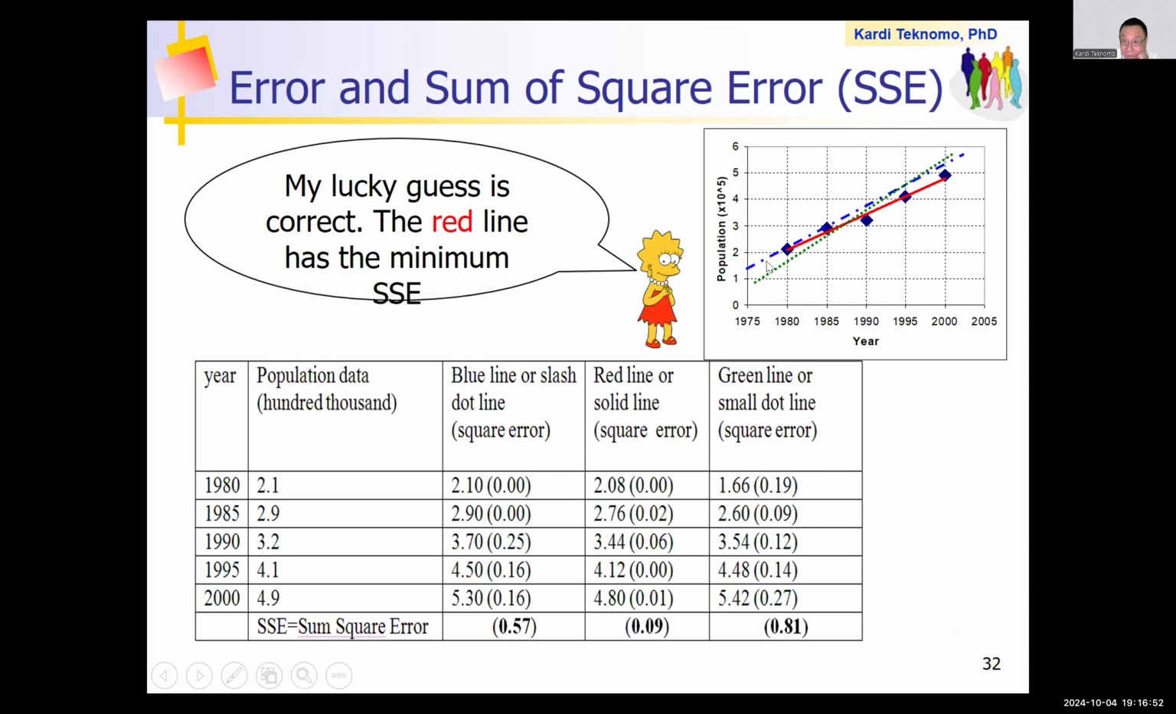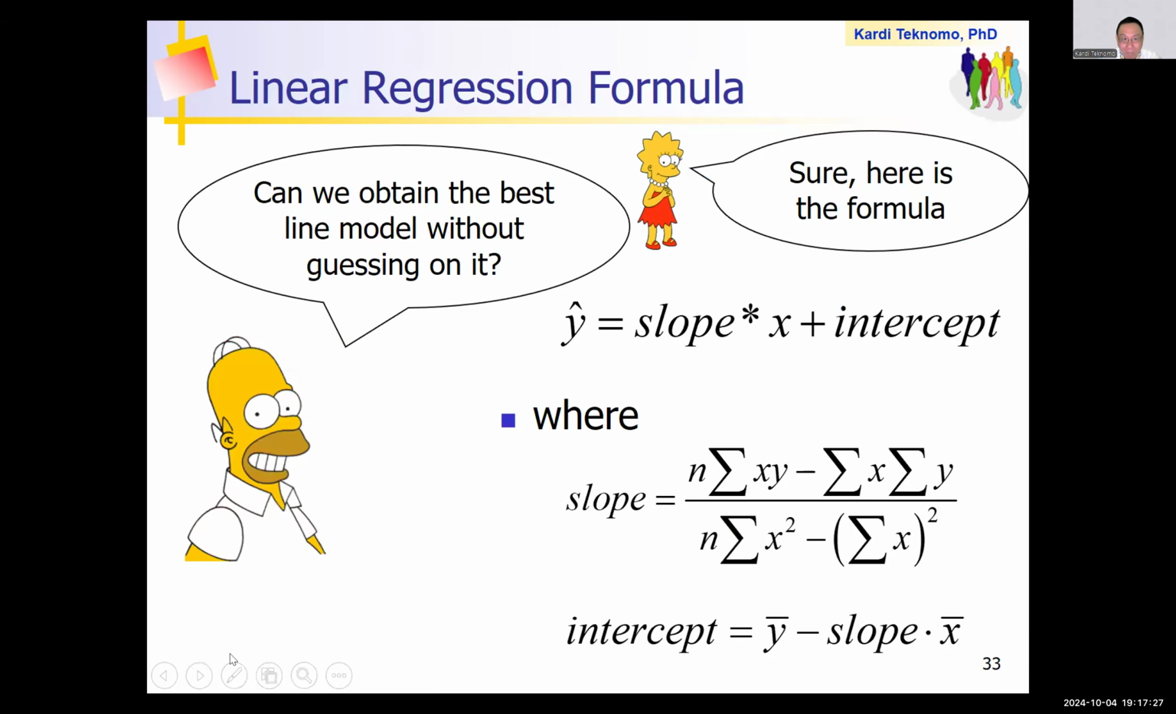Let's compare the blue, the red and the green one. I just plotted it manually and approximated manually here. These are the data, and then we get the values and calculate the error. Error is just this value minus this one, and then we square it. The red one gets the minimum among the three. So the question is, can we obtain the best line model without guessing it?